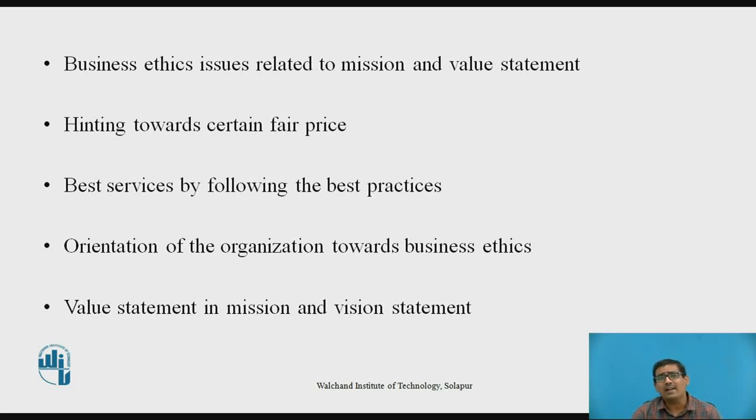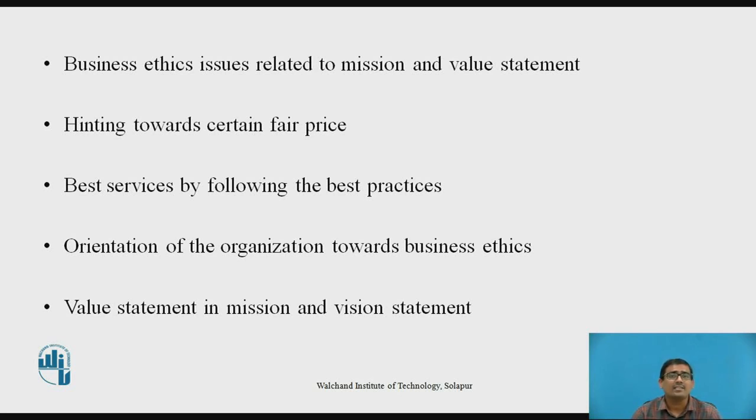Say mission and value statements: these business ethics issues may also be included. Suppose by stating we want to be the best retailer by providing the best goods at reasonable rates to the society at large. Or suppose you want to give the best services by following the best practices. If this is written, it shows the company's orientation towards following good services and its intention to deliver quality goods and services to the society at large without causing much harm to the society or the environment.